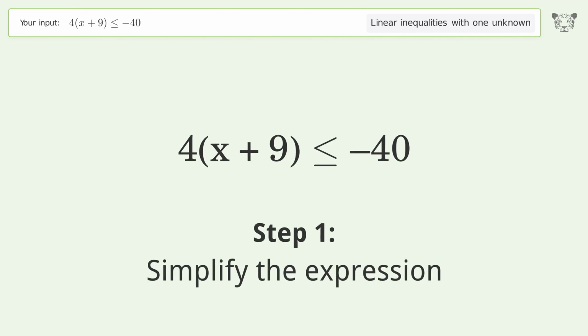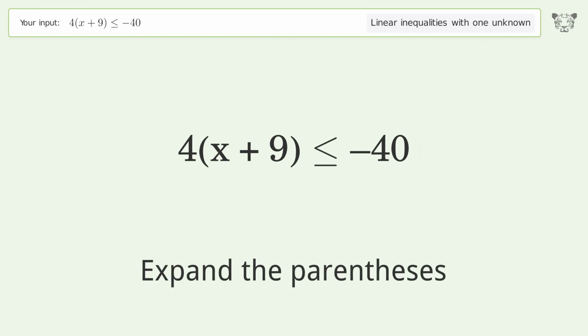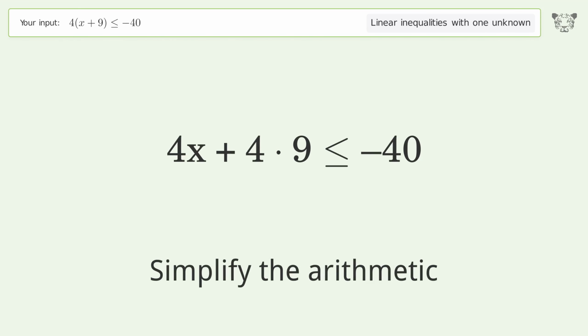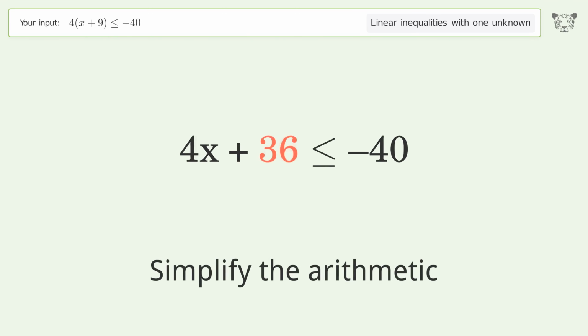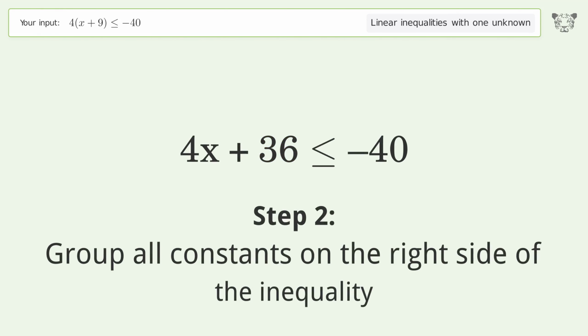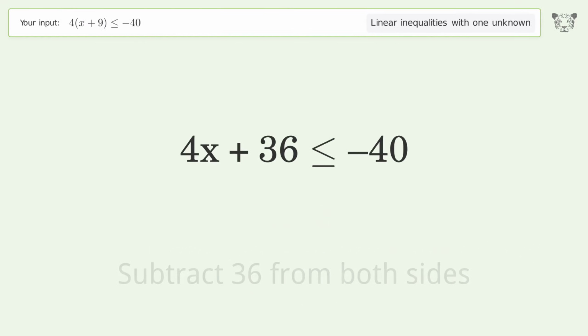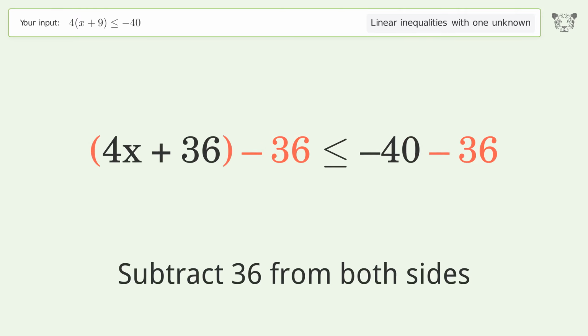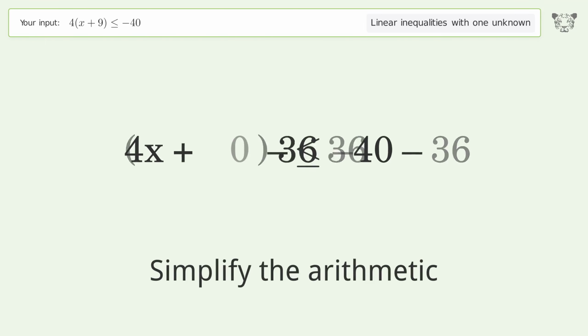Simplify the expression. Expand the parentheses. Simplify the arithmetic. Group all constants on the right side of the inequality. Subtract 36 from both sides. Simplify the arithmetic.